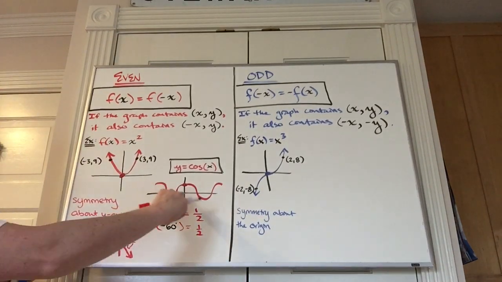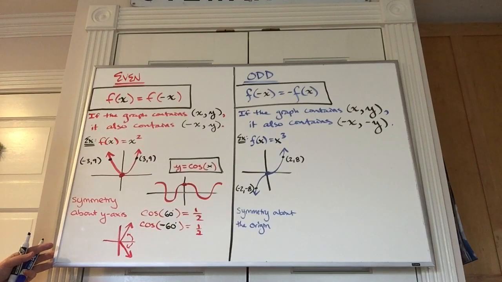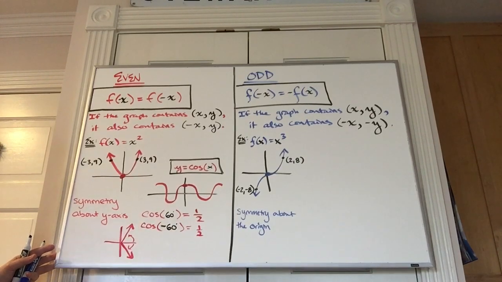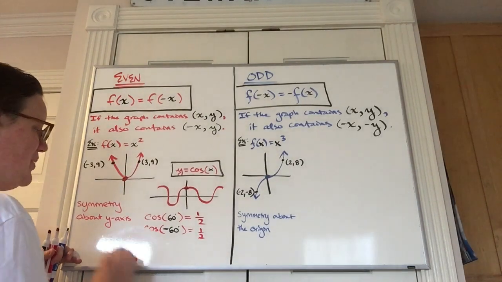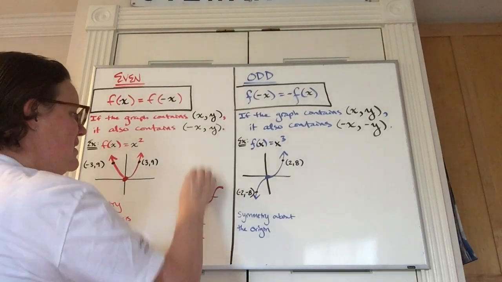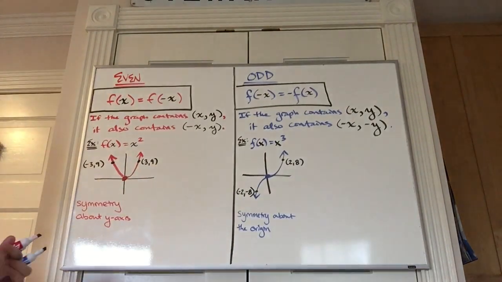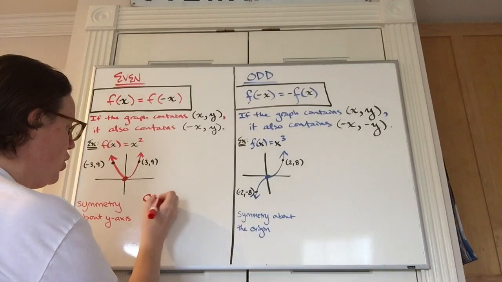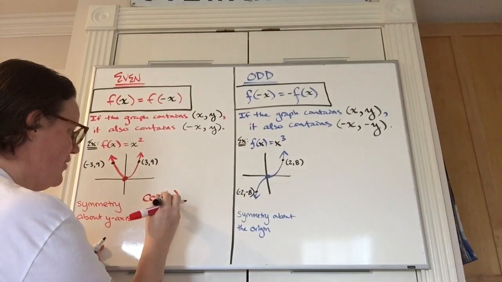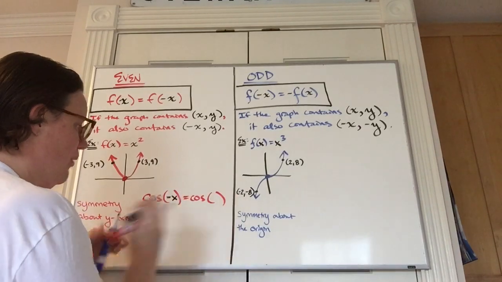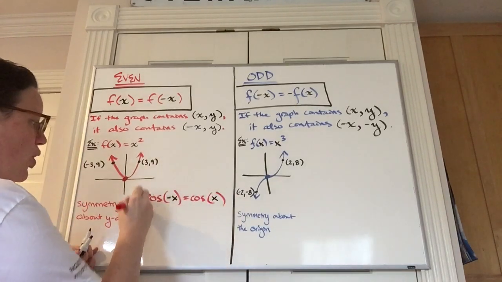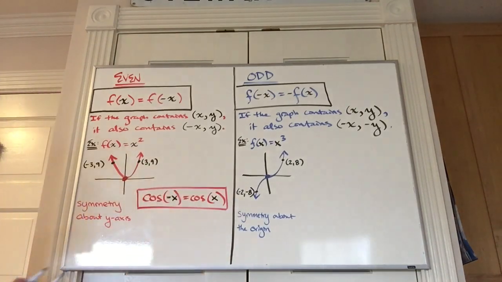With cosine, the graph is symmetric about the y-axis. It doesn't matter whether you put in a positive or a negative. Cosine is even. And so what that means in terms of trig replacements, because cosine is even, it is the case that whenever you see the cosine of negative x, that is exactly the same as the cosine of positive x. Cos negative x and cos positive x are exactly the same.